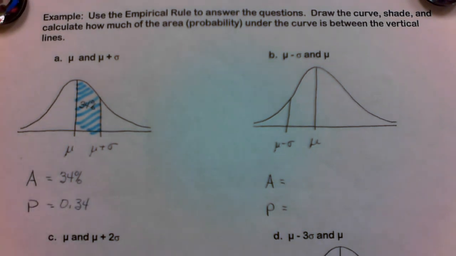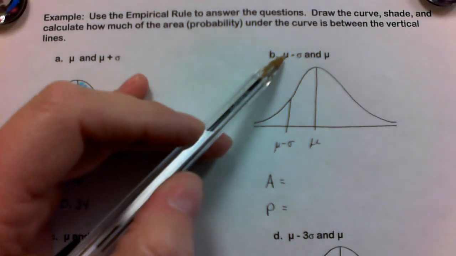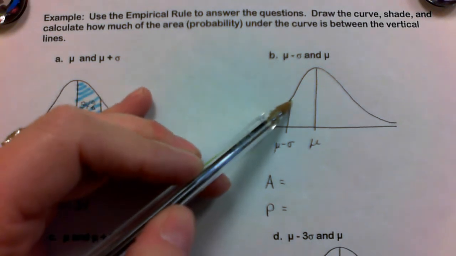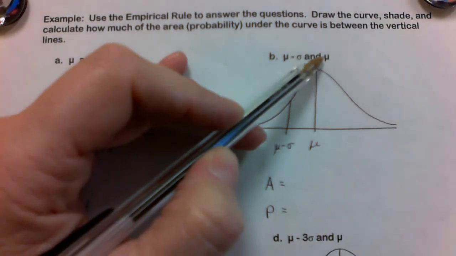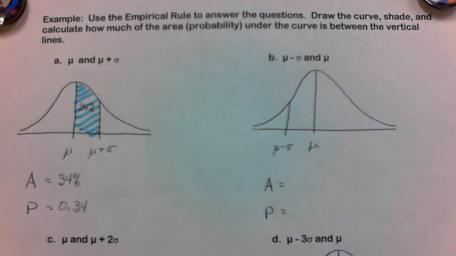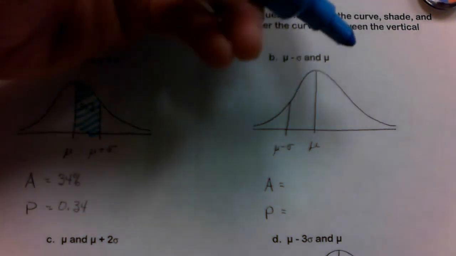And the problem will specify. It will ask you what is the area, or it will ask you what is the percentage. So just take it by however the question is asked. Okay, here's the second one. So here's mu minus 1 standard deviation. So that's that vertical line, and mu, which is this vertical line. So then I'm going to shade that area.